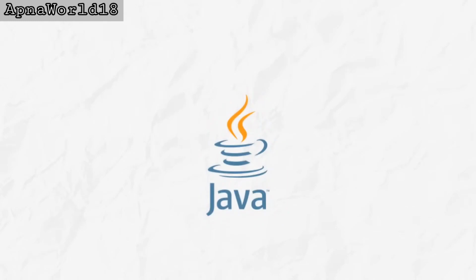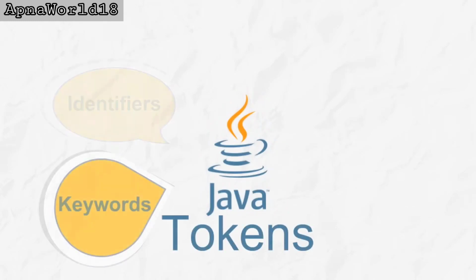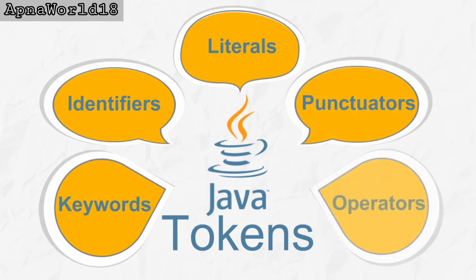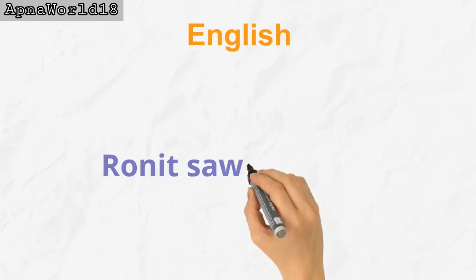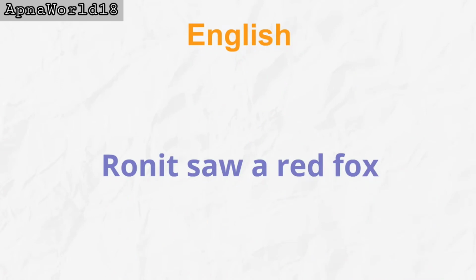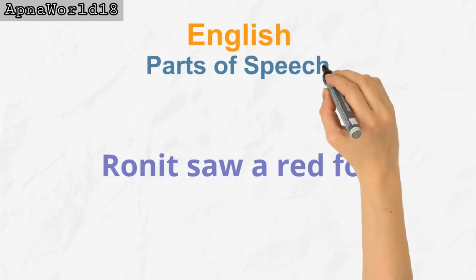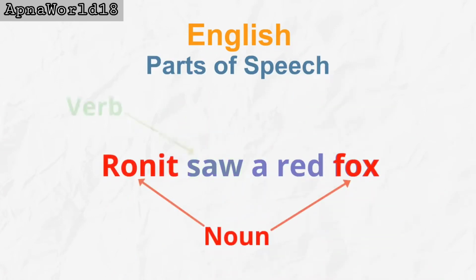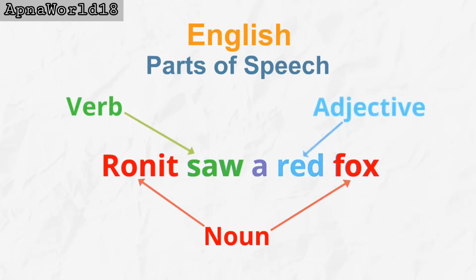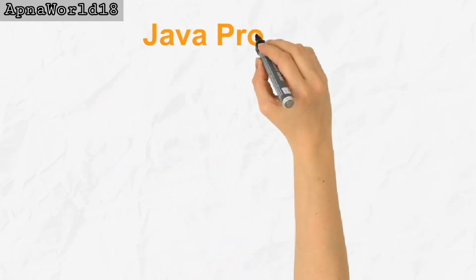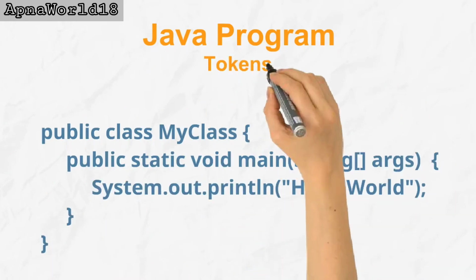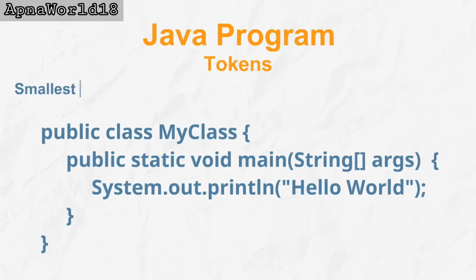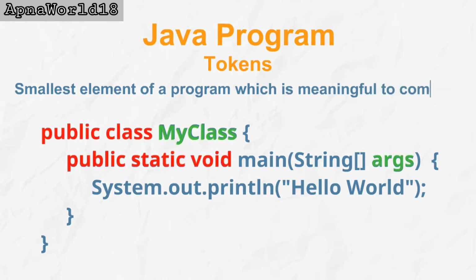Hello, in this video, we are going to learn more about tokens in Java. Whenever we learn a new language like English, we learn what the different parts of speech are, like noun, verb, adjective, etc. Similarly, when we are learning how to write a Java program, we learn about tokens. A token is the smallest element of a program that is meaningful to the compiler.